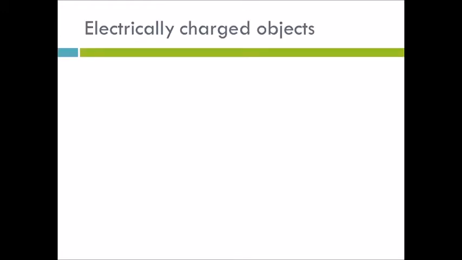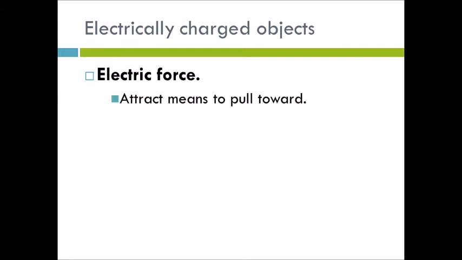Now electrically charged objects have a kind of force called electric force. This force can attract or repel objects. So if I have an object that is electrically charged, or in other words, it has static electricity, this object can attract or repel other objects. Attract means to pull toward, while repel means to push away.